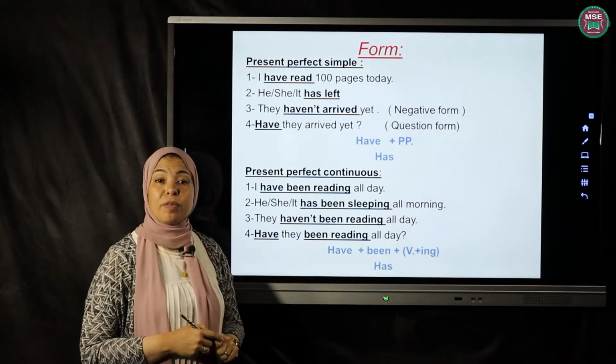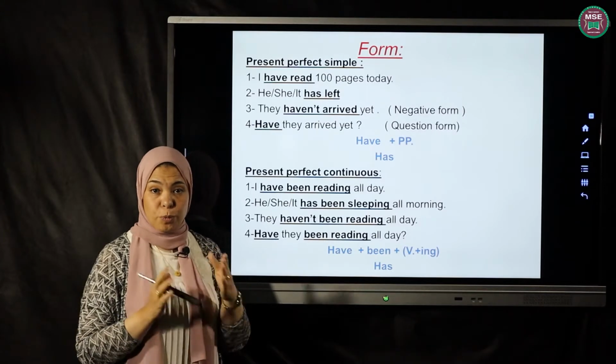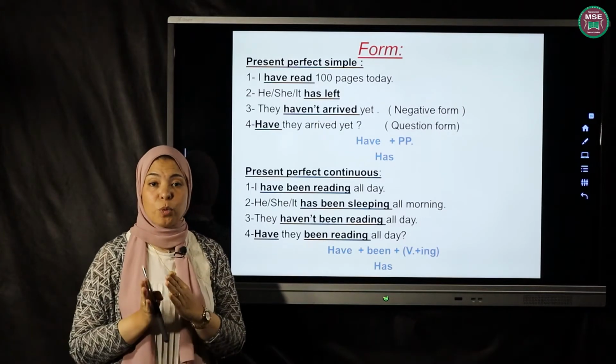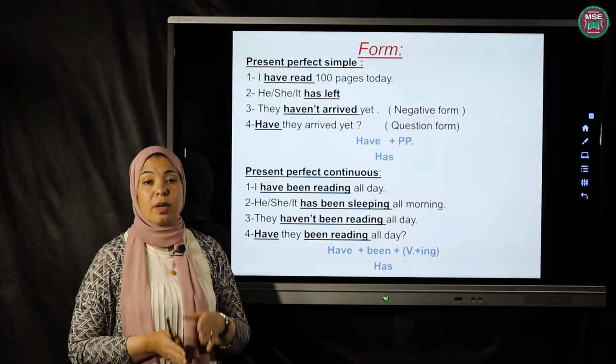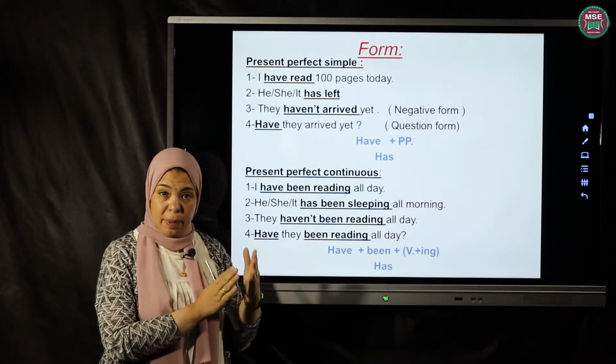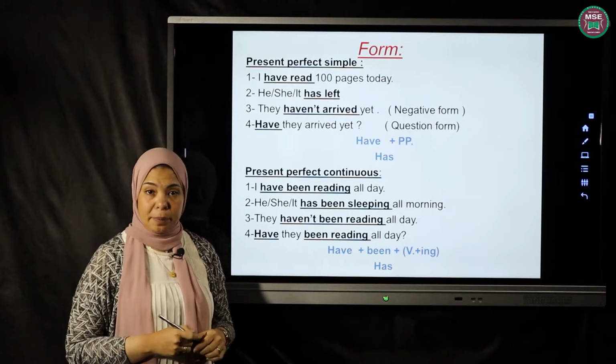Been is the PP form for verb to be. The verb to be, in the affirmative form, we call it be. If we put it in the past, it will be was or were. If we put it in the PP form, the past participle, we call it been.